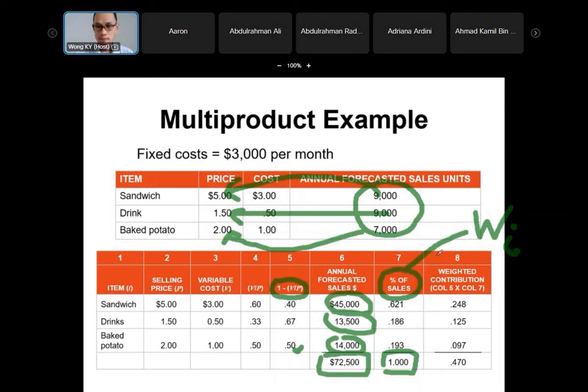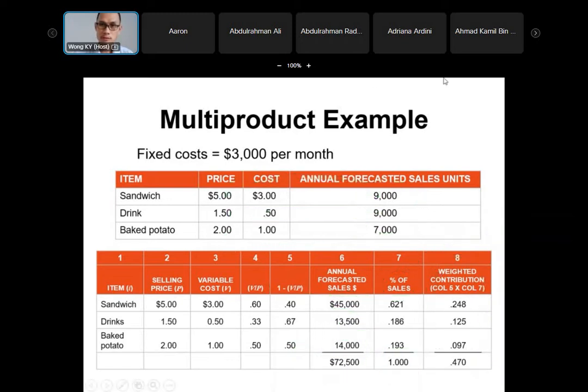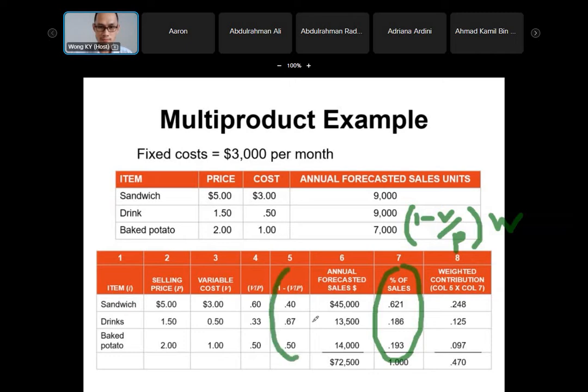And the last thing you have to do is create another column, calculate this. So what is the last column for? The last column is to calculate 1 minus V divided by P times W. So it means you use this column, multiply with this column.